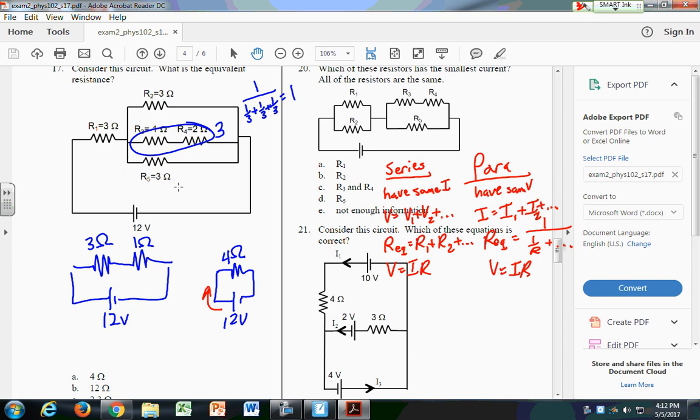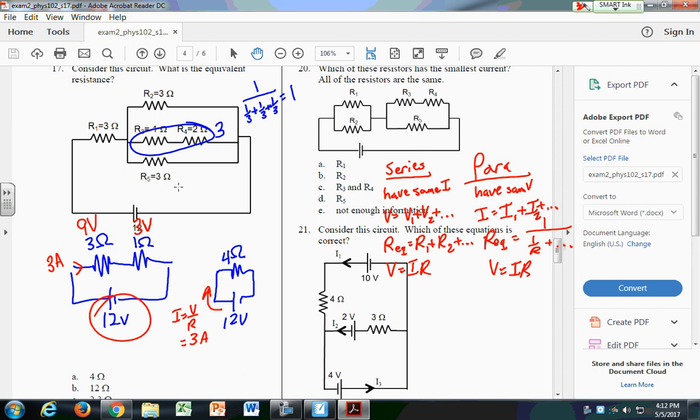That's going to have I equals V over R equals 3 amps of current. So that means I have 3 amps going through both of these resistors. 3 amps through a 3-ohm resistor is 9 volts, and 3 volts. 3 times 3 is 9. 3 times 1 is 3. And good thing, that adds up to 12.